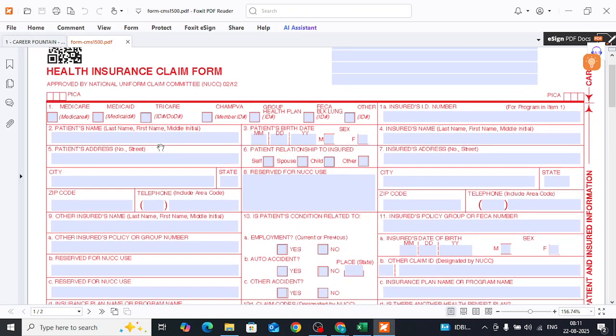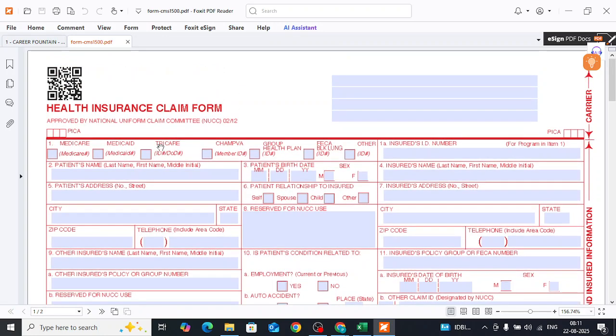So this CMS 1500 claim form has 33 boxes. And what is meant by CMS? Center for Medicare and Medicaid Services. That you have to remember. Every day we are seeing new topics and some abbreviations will be there. That means you have to remember the long form because the interviewer will ask you in short.